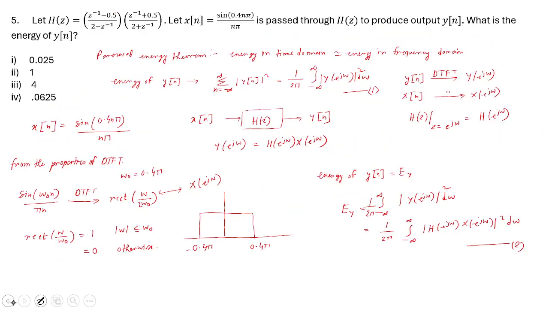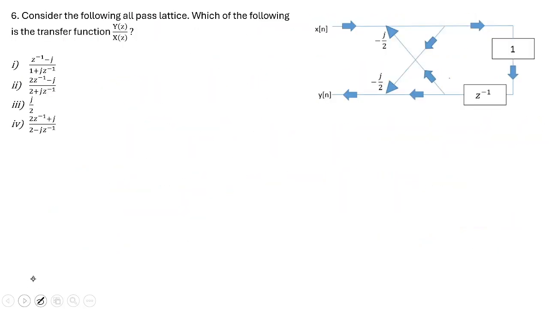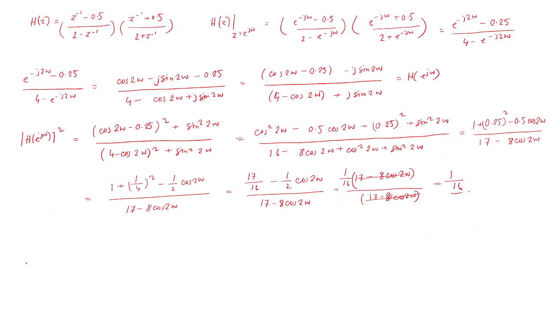So therefore if we see from equation 2 what we have, Ey, let me write equation 2 here again. Ey is 1 over 2 pi integral from minus infinity to infinity of |H(e^(j omega)) X(e^(j omega))| whole square d omega. H(e^(j omega)) we have seen doesn't depend on omega, so we can bring that outside as 1 over 16. So it becomes 1 over 2 pi times 1 over 16.